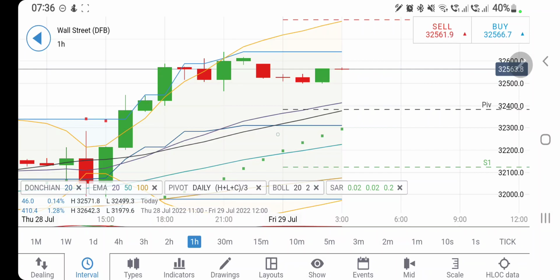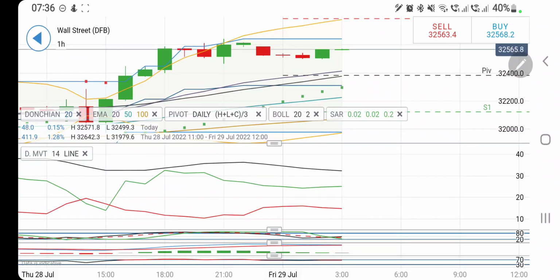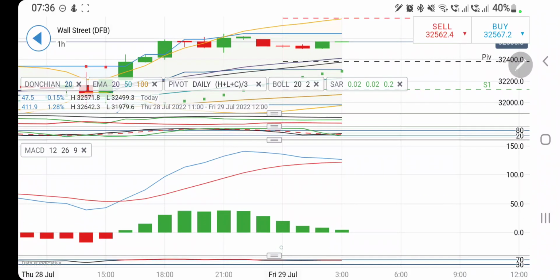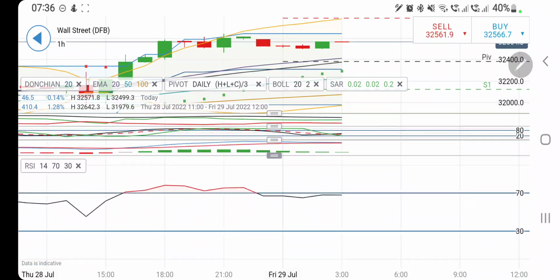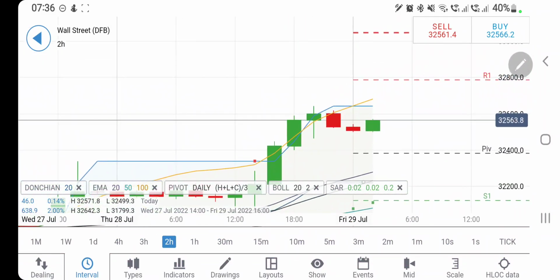Above 32,600 there is a possibility of taking a long, but there could be a little resistance on the upside. Directional movement is bullish. Stochastic is again trying to reverse and look upwards. MACD is trying to converge, crossover for a sell. RSI is near the top, and if you look at the 2-hour chart, similarly after this retracement, after these lower highs, it is trying to reverse again.